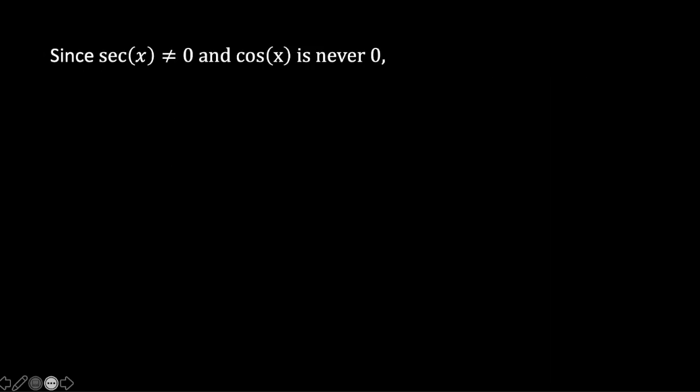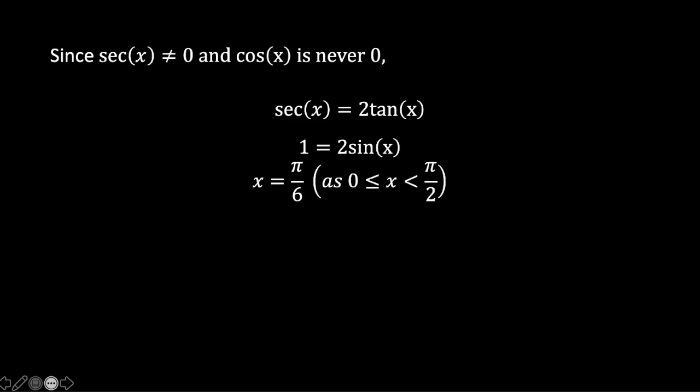We know that secant x cannot be 0 because it's 1 over cosine, and cosine is never 0 because x cannot reach pi over 2. So the only zero component of this is secant x minus 2 tangent x. Reorganizing it, we get this, simplifying to 1 equals 2 sine x, and we solve for x, which is pi over 6, as it is the only value of x within 0 and pi over 2 that satisfies 1 equals 2 sine x.